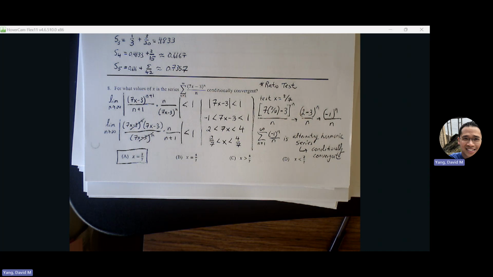But let's test the other one to see what happens. The other one is 4/7. If I plug 4/7 in, I get 4 minus 3, which is 1, so 1^n over n. There's no alternator here. It's just a diverging series at 4/7. We only look at conditional convergence if there's actually an alternator giving every other term a negative sign. So only 2/7 fit that criteria.